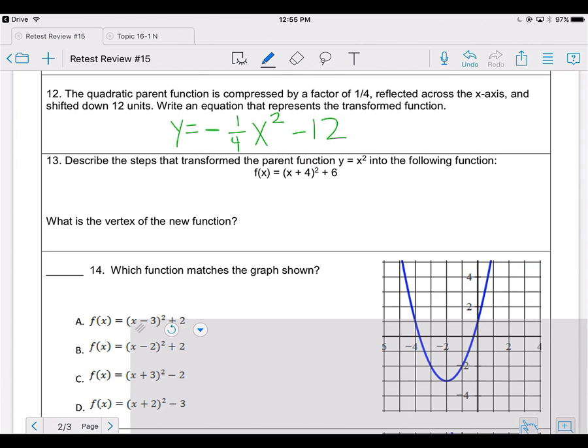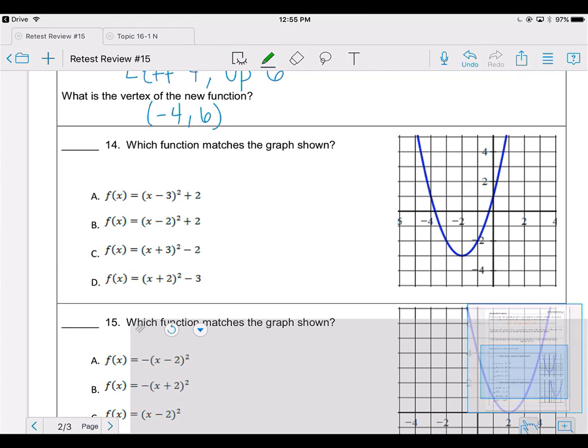13 asks for us to describe these changes. So again, you can put it into y equals, or if you know your rules, inside the parentheses, a positive is going to go left. If it's negative, it will go right. So it's going to go to the left 4. And then plus 6 on the outside or the back is going to move it up 6. My vertex would be negative 4, 6. It's always the opposite of this and the same of this.